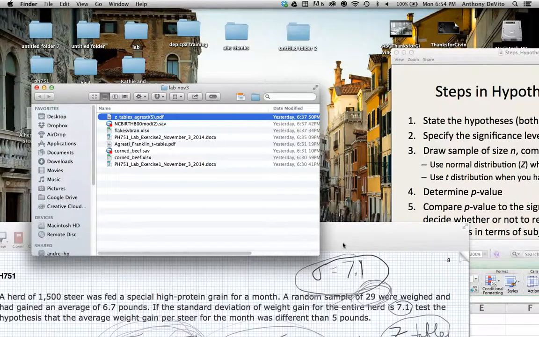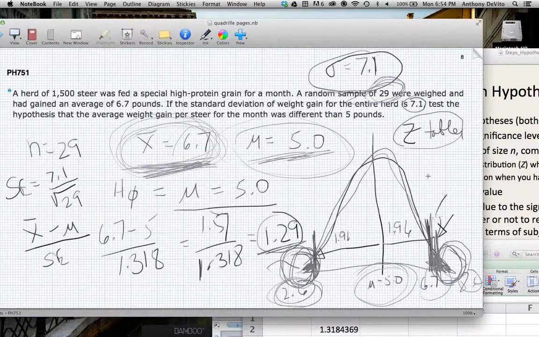The Z table tells us that it's how much? Point oh... What's that? 9015. So I'm going to call it 9%, right? Okay, so 9% of the time I would get a value that's that far from my expected mean of 5, right? So now the only problem is that what I had said was, what's the probability of getting a value that's as different as that amount.